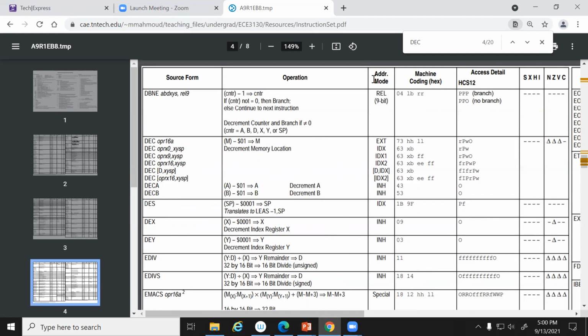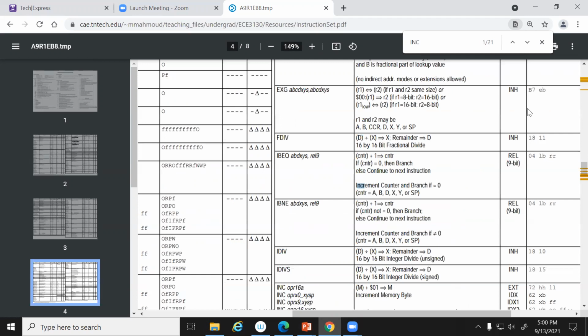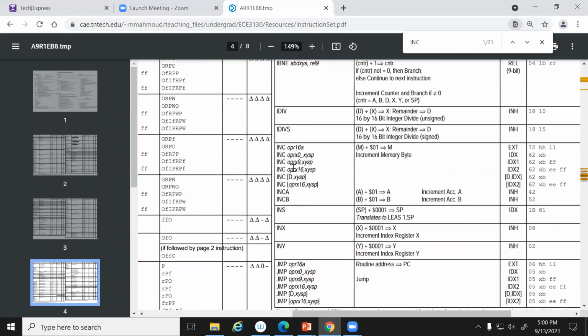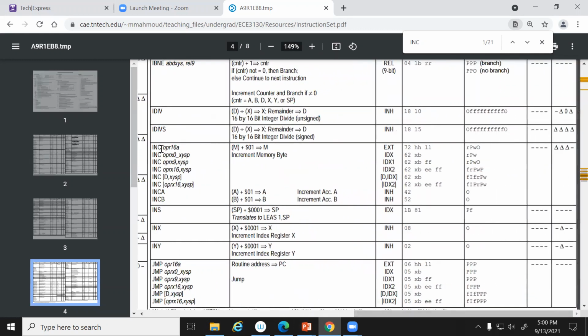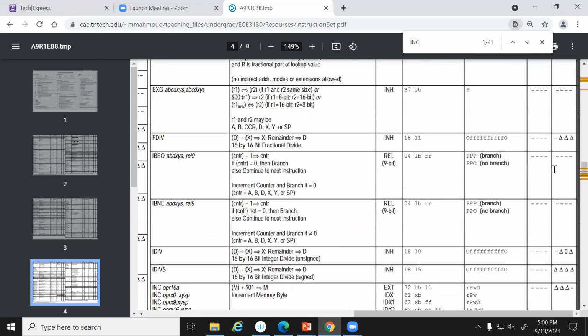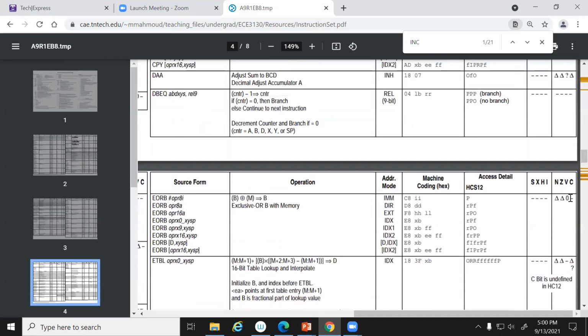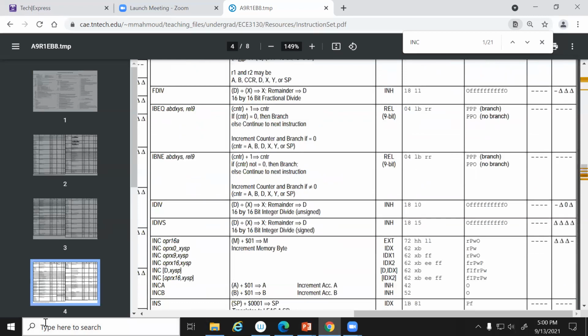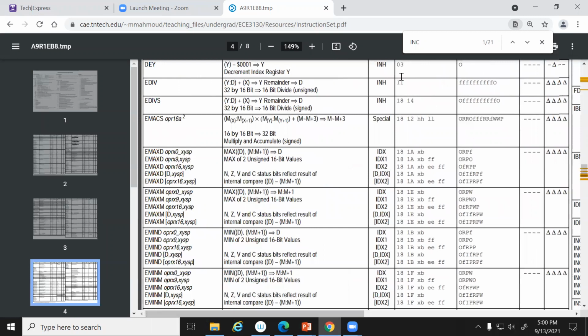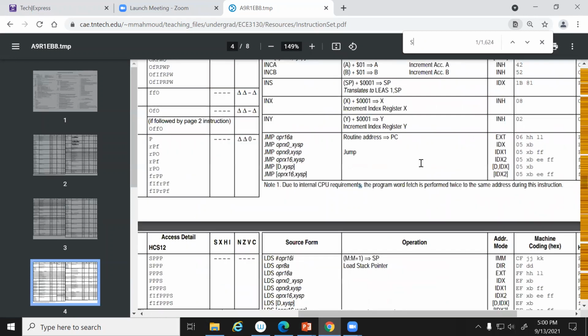So I think the problem was in increment. Let's look at increment here. It does not change the carry flag. You got what I'm saying? So if you keep incrementing and there is a carry, this one is not going to change. I think addition or subtraction change everything. Let's see. Anyway, you may not need it.